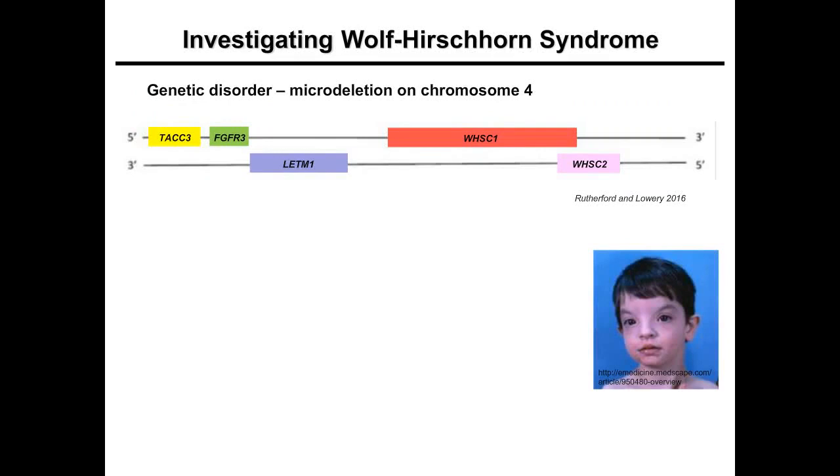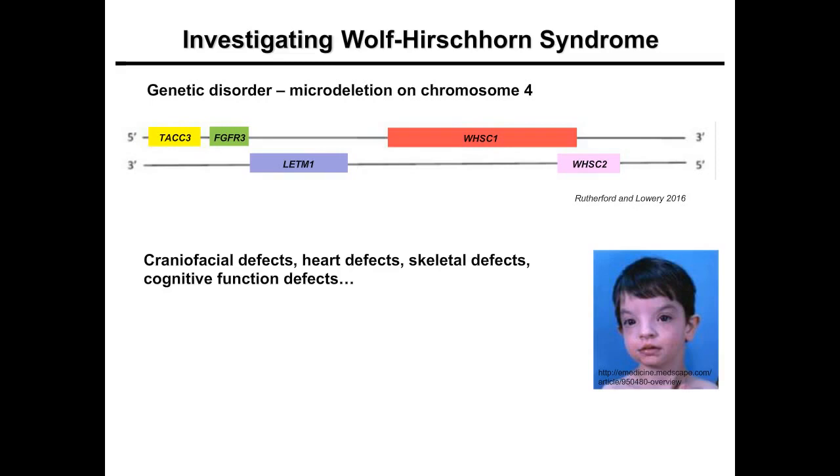So we became interested in this syndrome when we learned that TACC3 is one of 5 genes that are missing one copy in this genetic disorder. The Wolf-Hirschhorn syndrome field has spent over a decade figuring out which genes are associated with this particular disorder, and the disorder is characterized by various craniofacial defects, including a wider face, heart defects, skeletal defects, and some other issues with cognitive functioning.